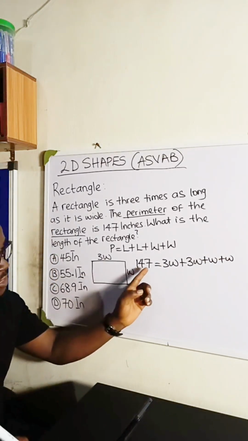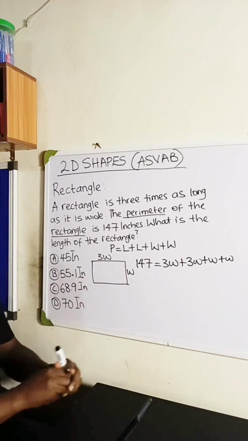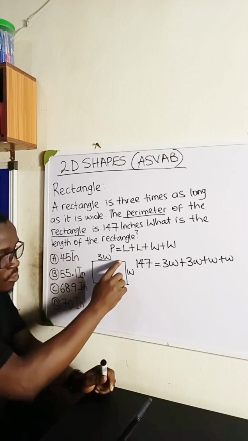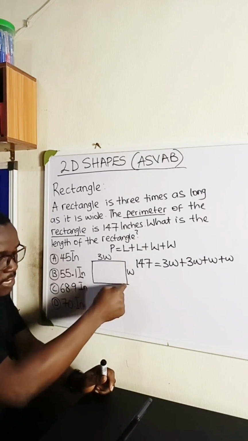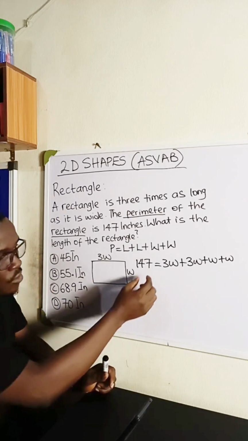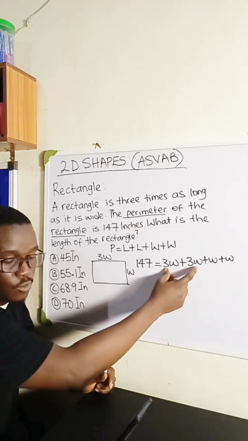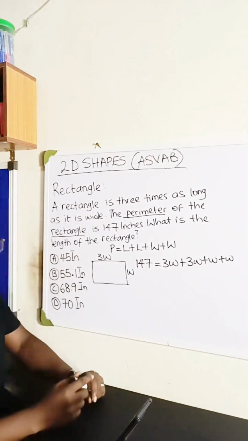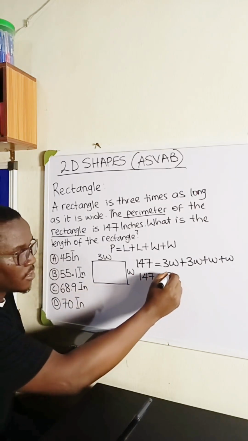So 147 is equal to 3W plus 3W plus W plus W, because you're adding the 4 sides together. This side is W, this side is 3W, this side is 3W, this side is W. So adding the 4 sides together, we have 147. 3W plus 3W will give us 6W, 7W, 8W. So 147 is equal to 8W.